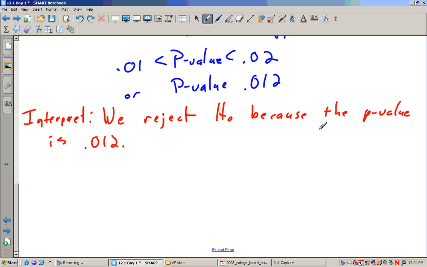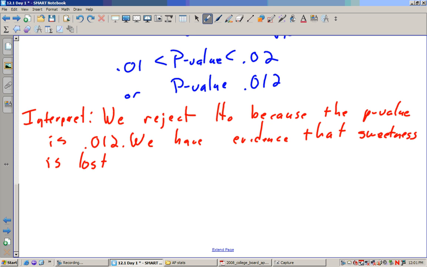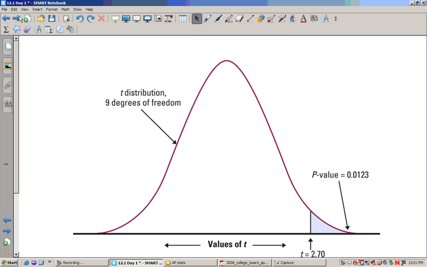So we rejected that, so we said we have evidence that sweetness is lost in the shipping process. All right. Now we're done with that problem.